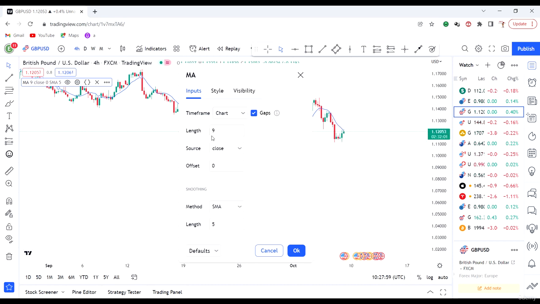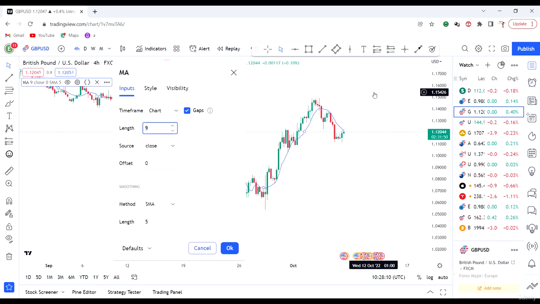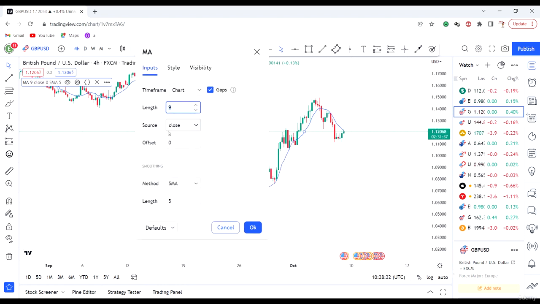Okay, now where you see length, this is the period we're talking about. When we select higher periods, it means it calculates the prices based on more candles. So for now, it's calculating it based on 9 candles. Okay, where you see source, as you can see, it's here on close price. So it means it uses the close prices of these candles to plot the line. Then we have the low, the high, the open, but just stick to the close price.